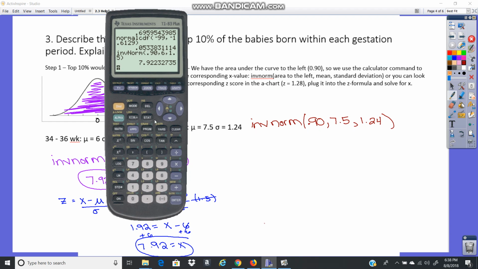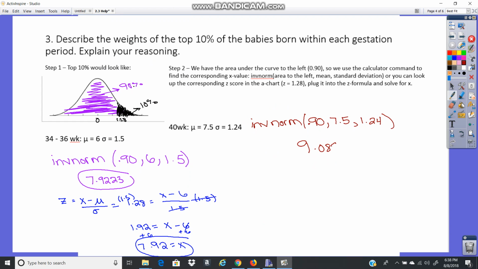So second distribution, inverse norm, 0.90, 7.5, 1.24. And that gives us 9.0891. So for 40 weeks, the top 10% are 9 pounds or greater. I'd say that sounds about right. Again, I did make up these numbers. I tried to make them reasonable. These aren't the numbers in your assignment, but the top 10% of babies would be very large babies.